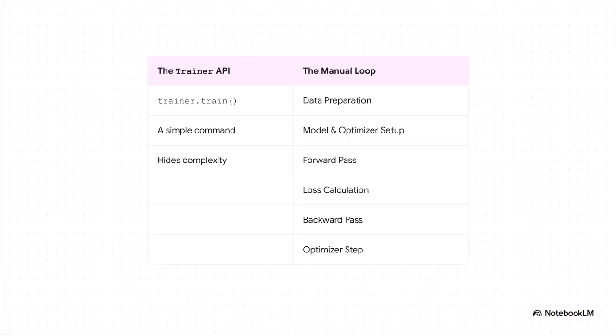And you can see the difference right here. On one side, you've got the trainer API. It's just one simple command, trainer.train. It's powerful, for sure, but it hides all the complexity. It's kind of like a black box. But on the other side, well, that's what we're here to do. We're going to build out every single one of those steps, and that's where the real understanding begins.